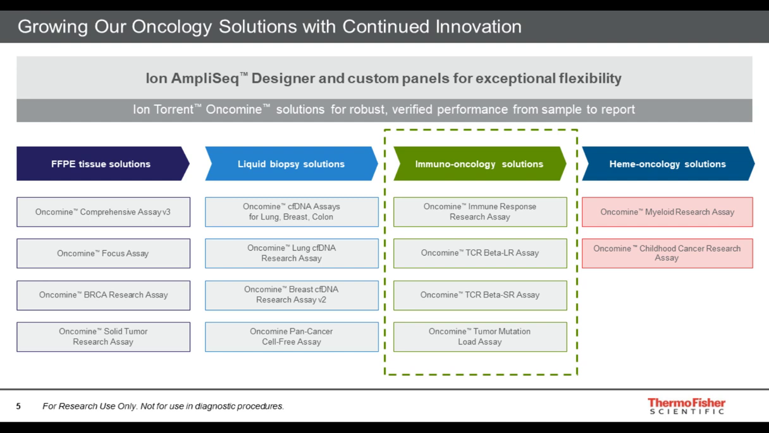We break down our solutions into four different categories. We have a range of solutions for solid tumor research, so FFPE optimized solutions, including both focused panels, cancer-specific panels, and comprehensive panels. We have a range of solutions for liquid biopsy applications, so for the study of cell-free DNA in blood. Again, we have a mix there of panels that are specific to certain cancer types, and earlier this year we launched a pan-cancer cell-free assay. Then we have the immuno-oncology solutions that I'll be speaking to in the rest of this presentation. And lastly, we have panels focused on the study of heme-oncology, our myeloid research assay, and our childhood cancer research assay.